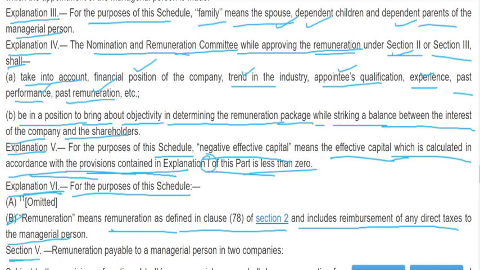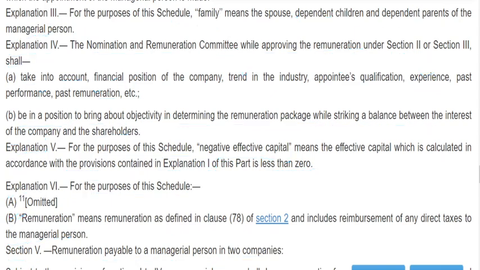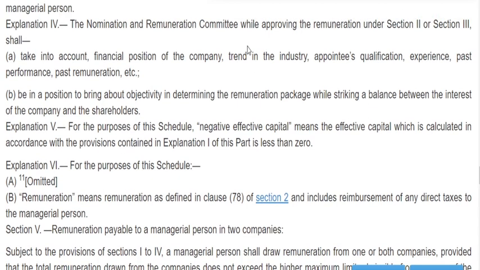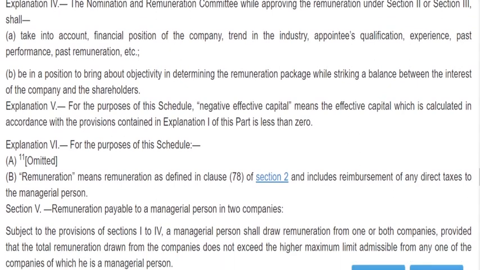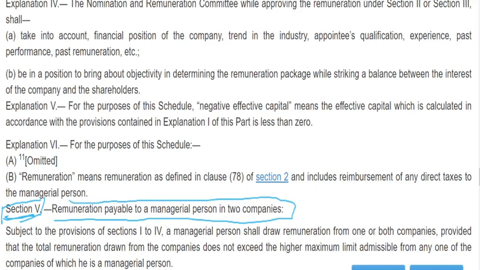Section 5. Remuneration payable to a managerial person in two companies. Now let's see what section 5 prescribes. Section 5 of part 2 of schedule 5 of the Companies Act: remuneration payable to managerial personnel in two companies.